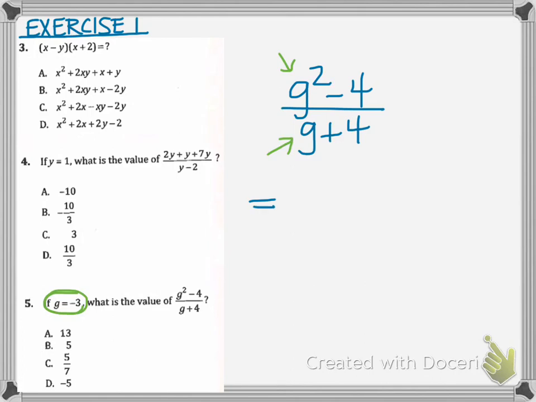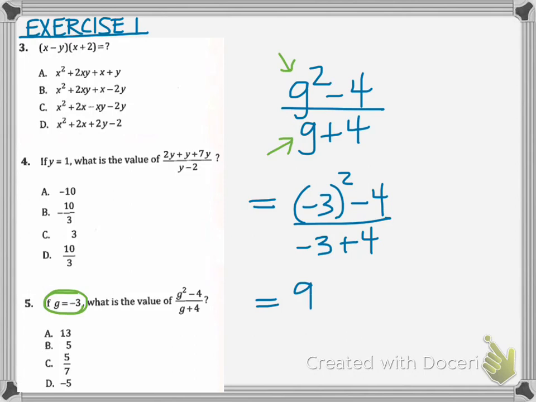So in the first g squared, I am squaring the entire g, which is negative 3. You've got to put that negative 3 in parentheses. Minus 4 over, in my denominator, negative 3 plus 4. Okay, so now we just have to simplify. Negative 3 squared means negative 3 times negative 3, which is positive 9.